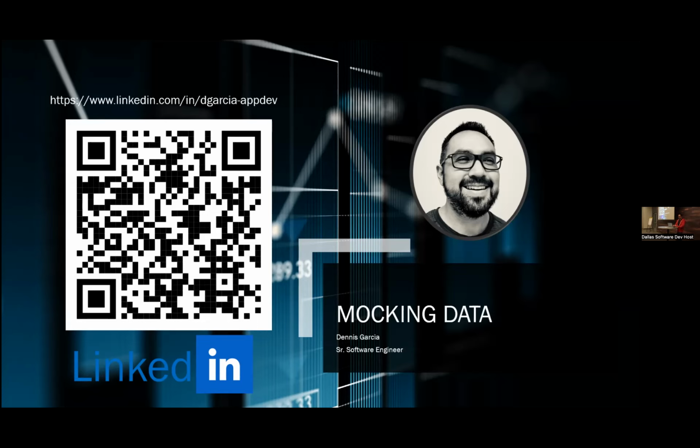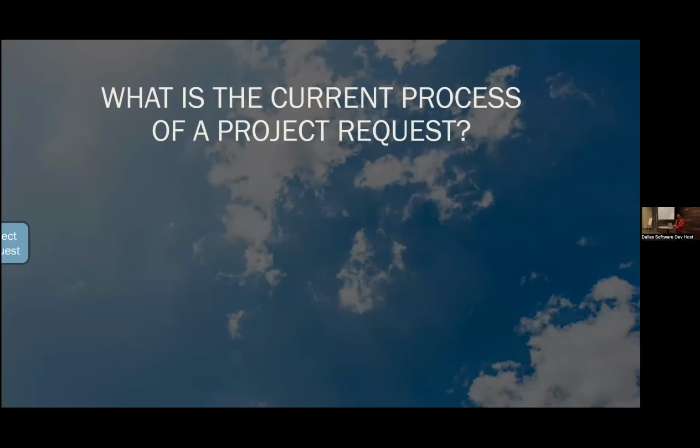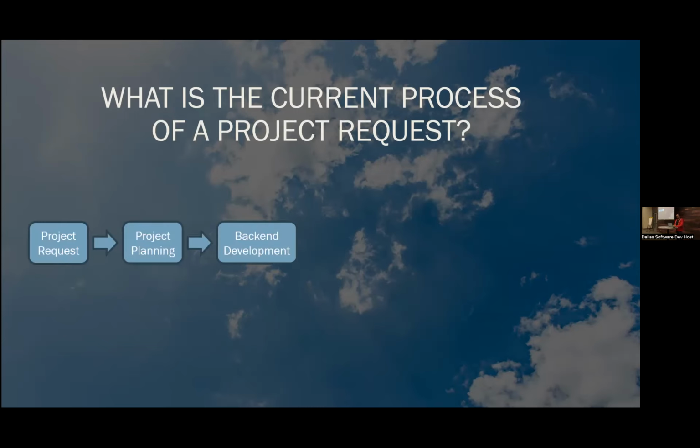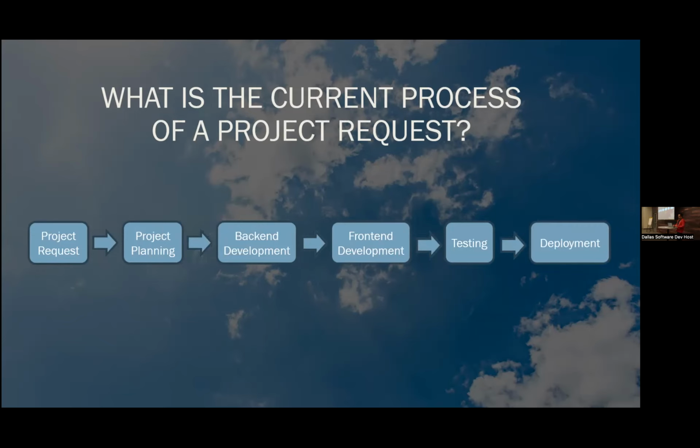So tonight we're talking about mocking data. Before we do that, we're going to go over the process of what it takes to go through a project, how we fire up a project from the very beginning to the end. I promise it's not going to take very long. When a project comes in, from a very high level, we get a request in, and then we go through planning. After planning comes back-end development, then front-end development, then QA testing once everything comes together, and then deployment.